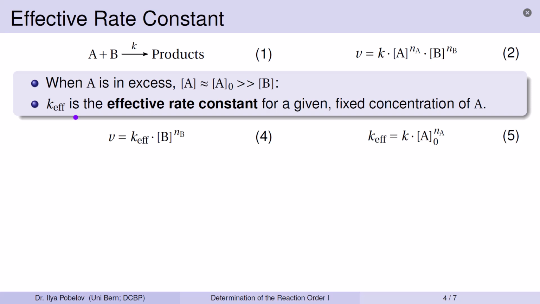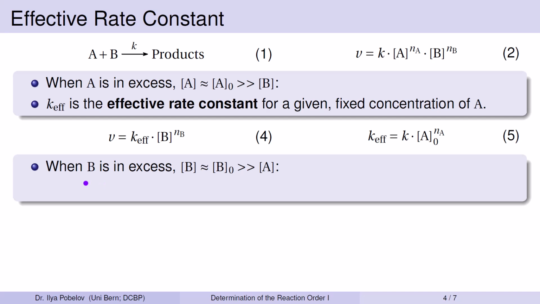Here, Kf is the effective rate constant for a given fixed concentration of A. This quantity is taken to be time independent because K is constant in time and the concentration of A will change only slightly with time because A is in excess. In this limit, the reaction rate depends on the concentration of B exclusively, and the reaction order with respect to B is determined by measuring the reaction rate as the concentration of B is varied.